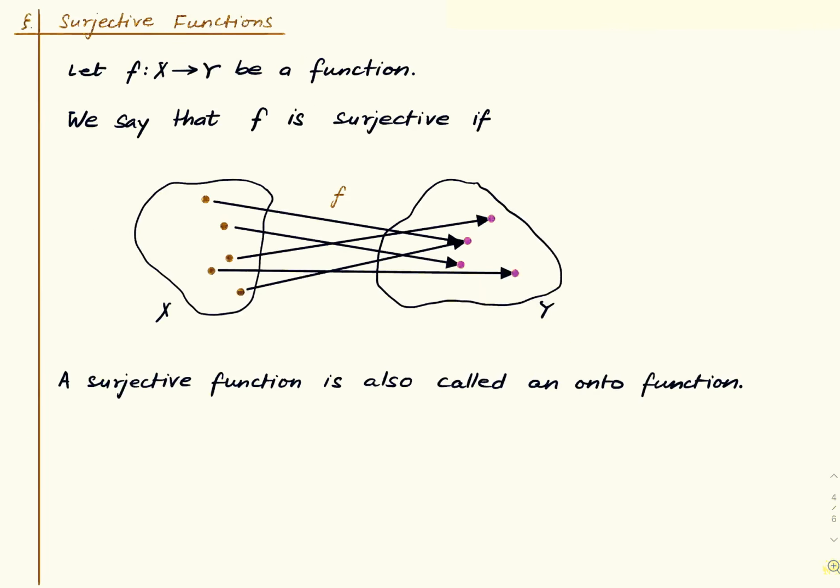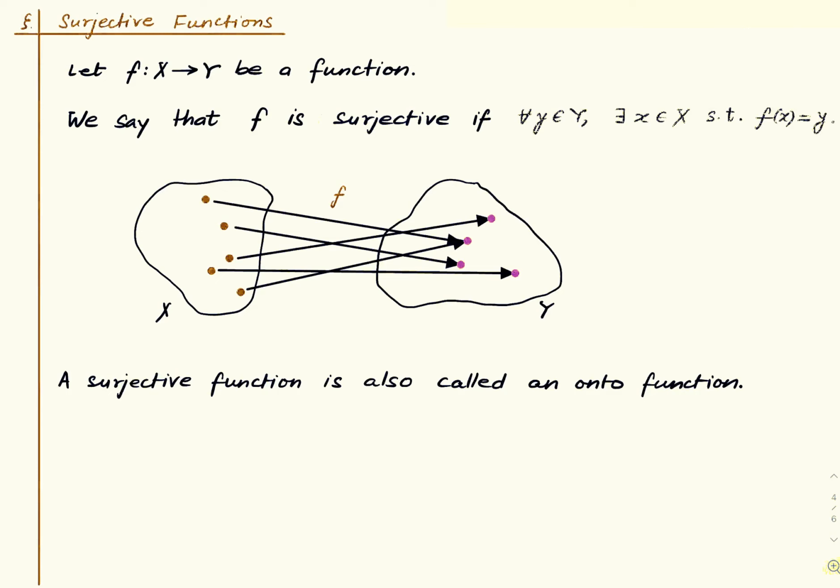Surjective functions. So this time we again fix a function from a set X to a set Y. We say f is surjective if, basically, nothing in the target is hungry. So if for all y in the target there exists x in the domain such that f of x equals y.